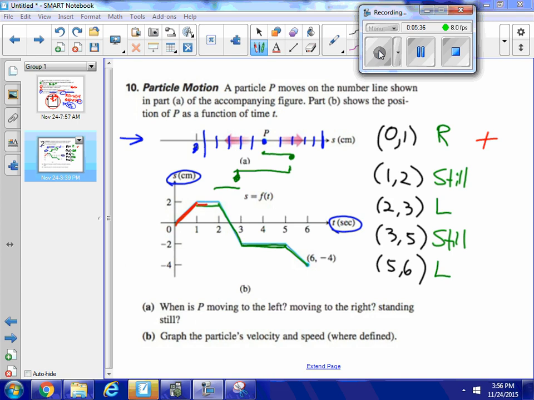Here, I have a negative slope. If I have a negative slope, my rate of change is negative. I am going in a leftward direction. Again, here, my slope is 0. I'm standing still. I'm not having any rate of change. And again, from 5 to 6, my slope is negative. I have a negative rate of change.